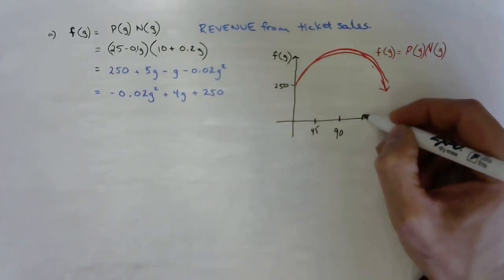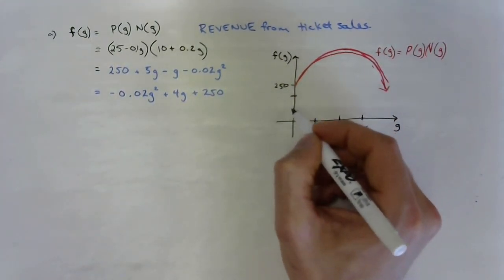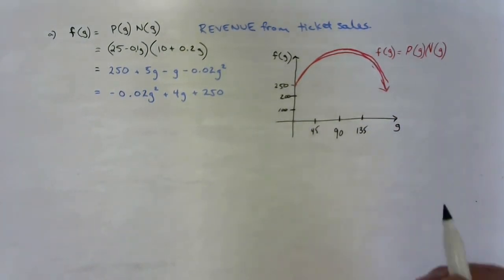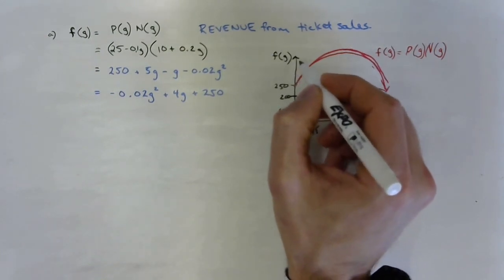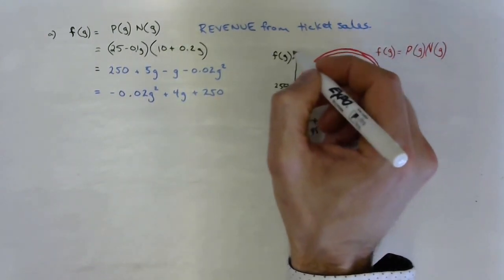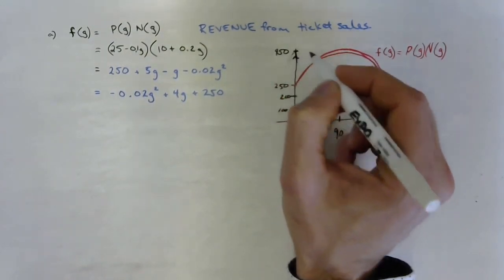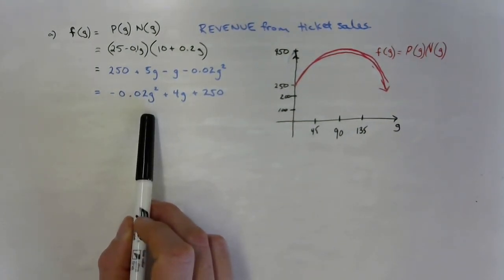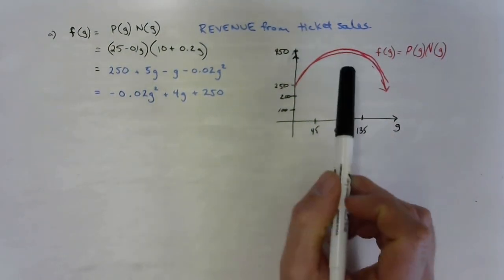So you could split that in half. That's 135. That would make this maybe 200, 100-ish. And our max revenue ends up being up here at 450. Okay, you could figure that all out by taking this and putting it in vertex form to get your maximum revenue and the number of games that it happens at.